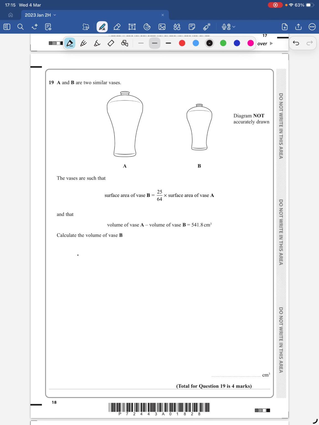So I've got an area scale factor here. Area scale factor equals 25/64. If I take the square root of that, I'll get the linear scale factor. I'm going to make it quite clear how I got there. Linear scale factor is the square root of 25 over the square root of 64, which equals 5/8.